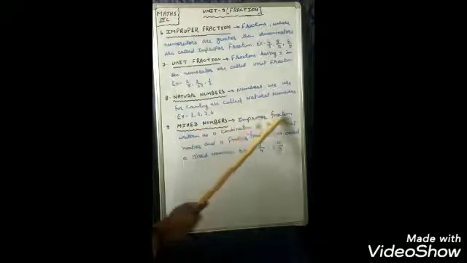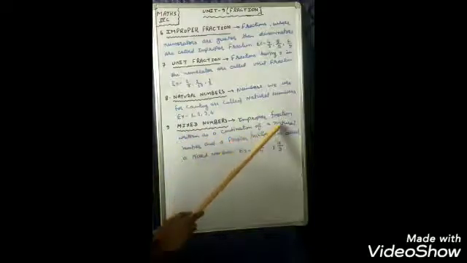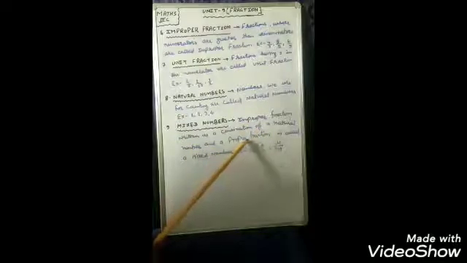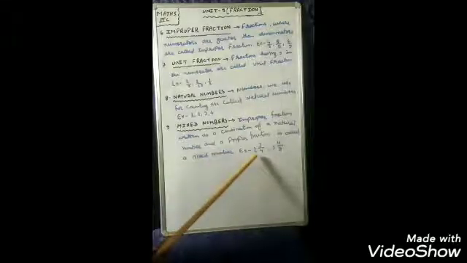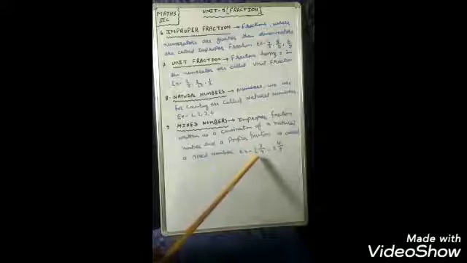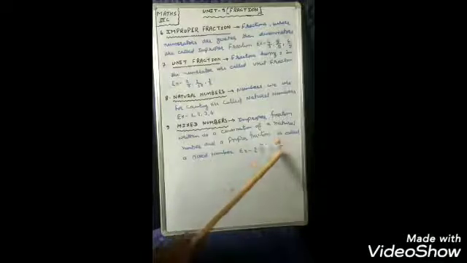Next, mixed numbers. An improper fraction written as a combination of a natural number and a proper fraction is called a mixed number. 2 is a natural number which we use for counting. And 2 3 by 4, 1 4 by 9, these are called mixed numbers.